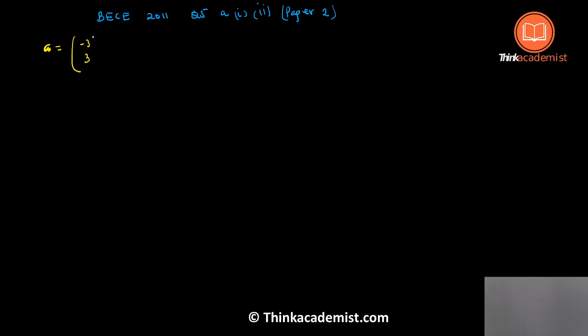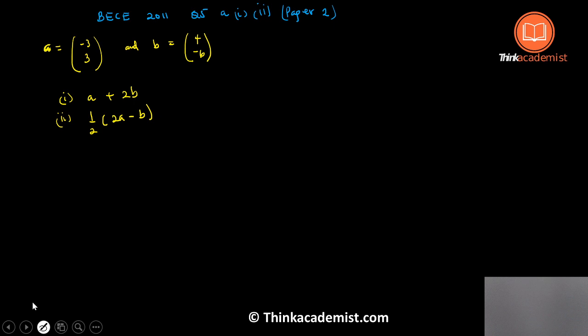So we have a = (-3, 3), and then vector b = (4, -6). Okay, so solving this, we'll have part one, a + 2b, and then part two. That's what they say we should find: half of (2a - b). With this one, the thing we would have to revise is the scalar, and this fraction here, how to deal with them. So let's go quickly and solve that one.